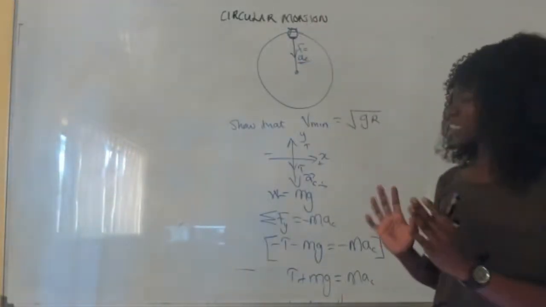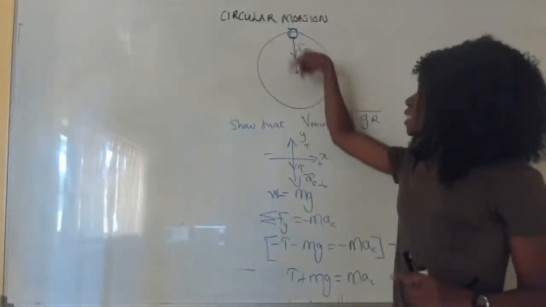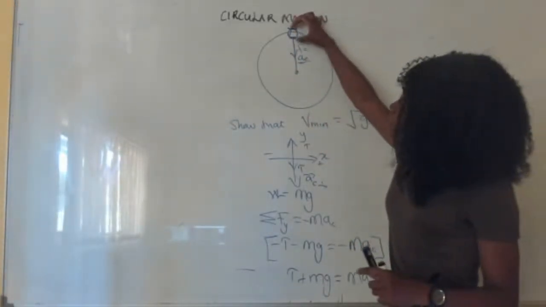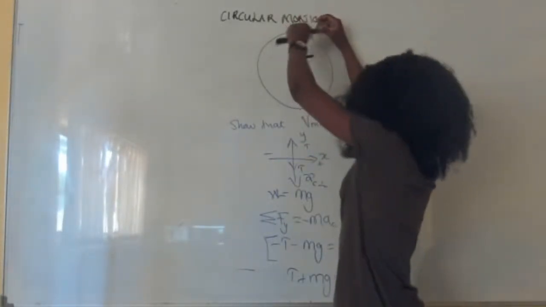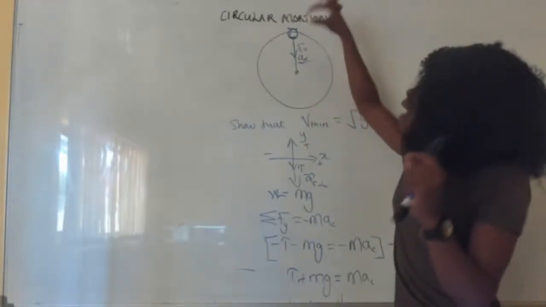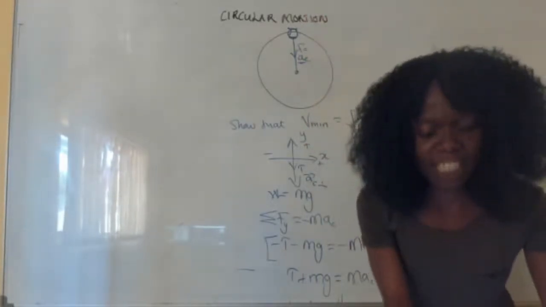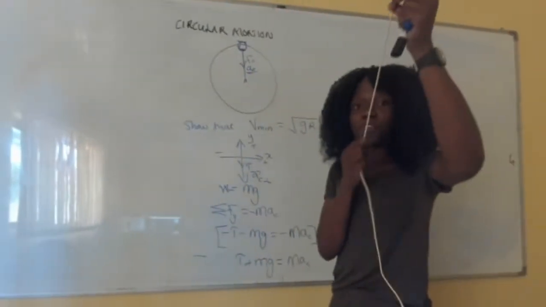Now, for us to consider the minimum possible speed to get this going, as it reaches here, the tension has to be equal to 0. So on the top here, when you're using the minimum speed, we expect this tension to be 0, because tension in a string that is not taut is just 0 unless it's fully stretched.